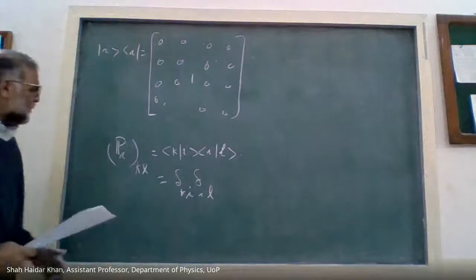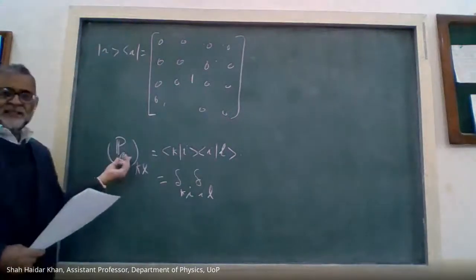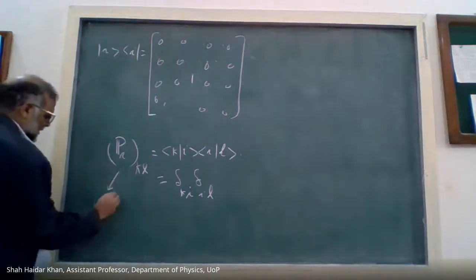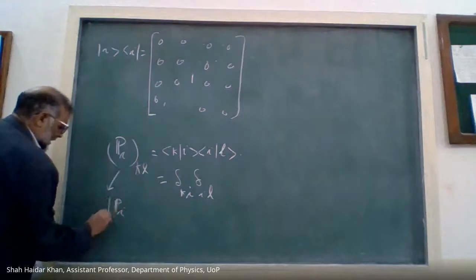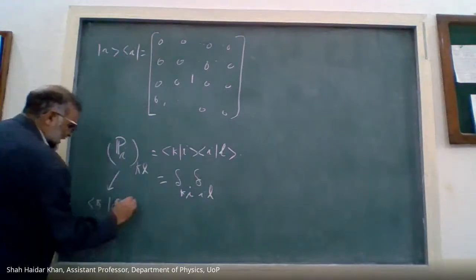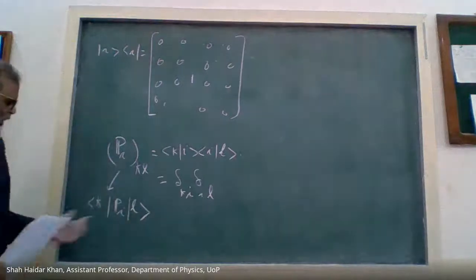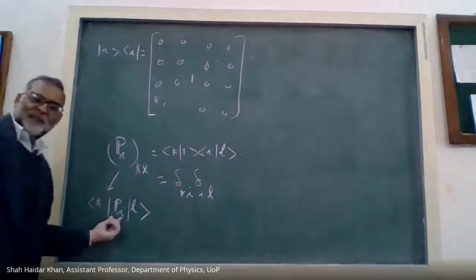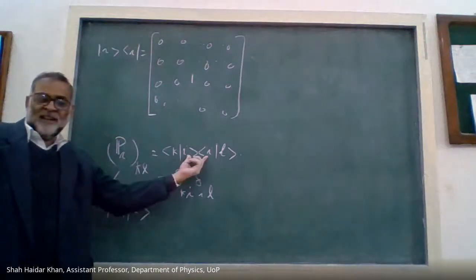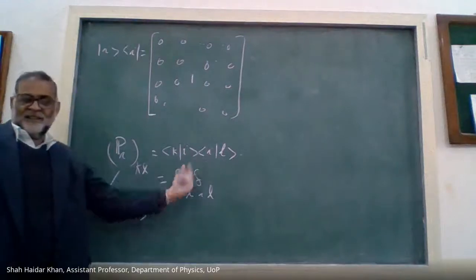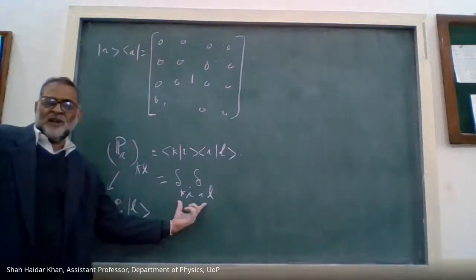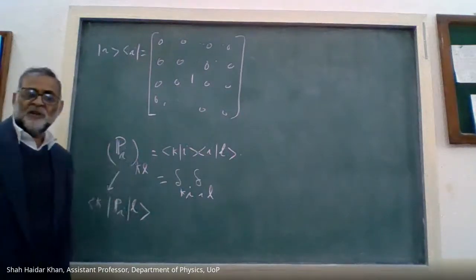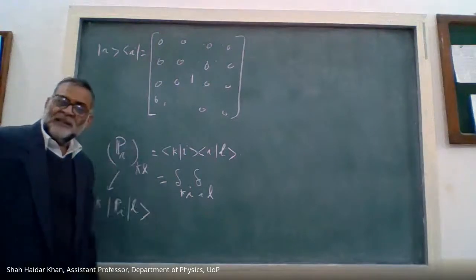Look, this thing is the matrix element of Pi in row k and column l. We just put i in place of this, and we get this relationship. This is how to find the matrix element of the projector operator in row k and column l.